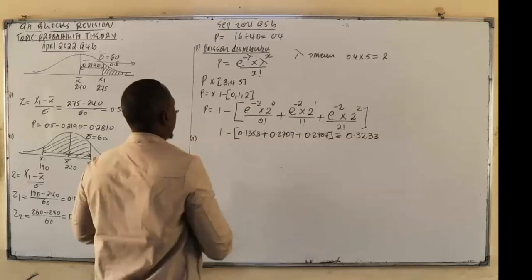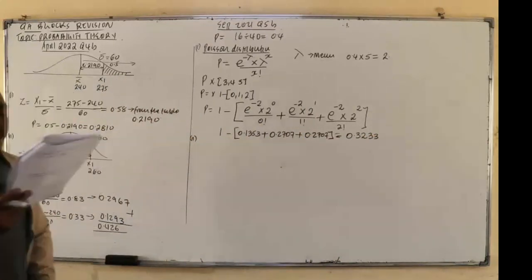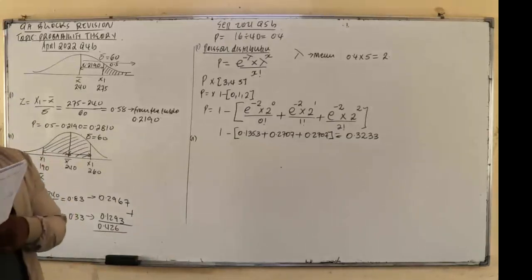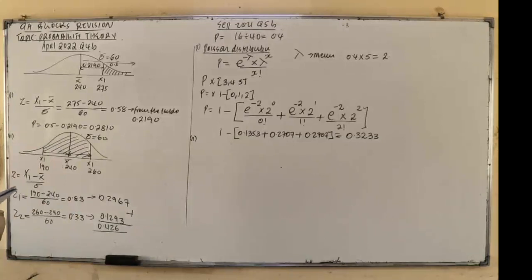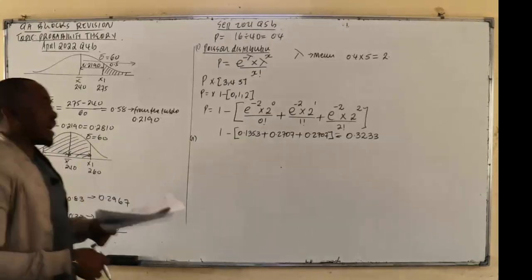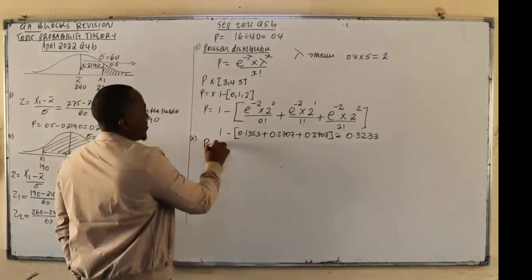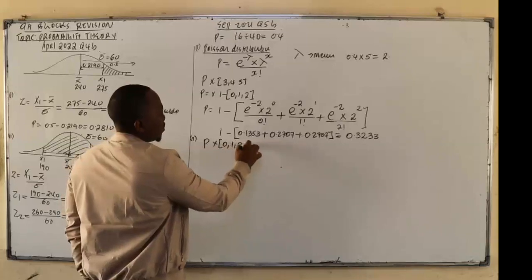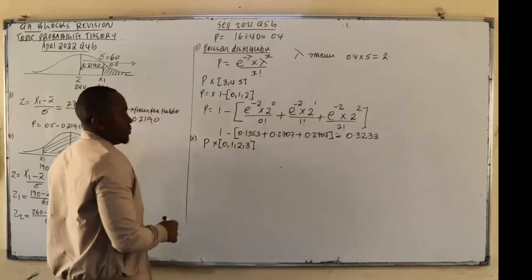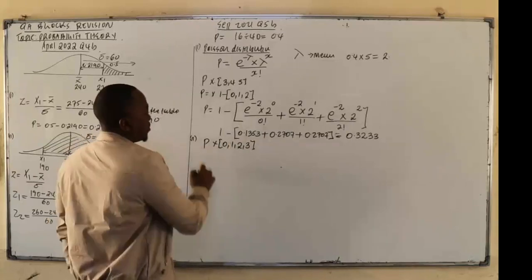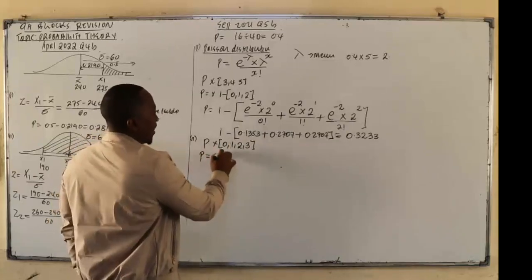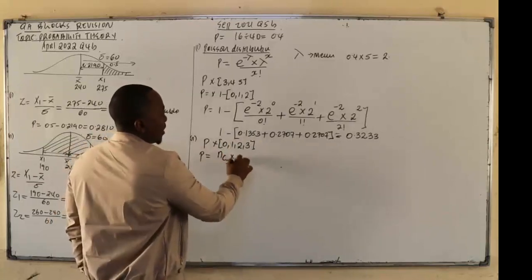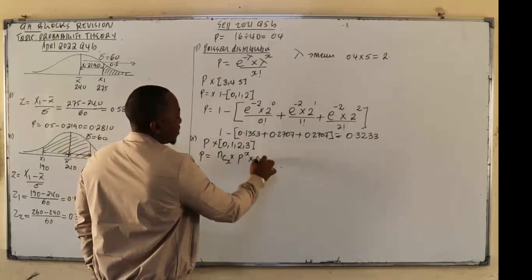Then number 2, assuming that the distribution of defective bolts follows binomial distribution, calculate the probability that at most 3 bolts are defective. At most, so that's the probability that x is either 0, 1, 2, but with a maximum of 3. Now, under binomial distribution, probability is equal to nCx times p raised to power x times q to the power n minus x.